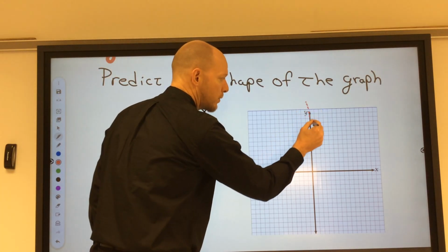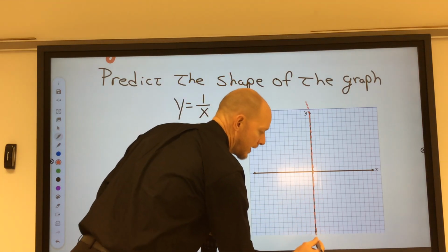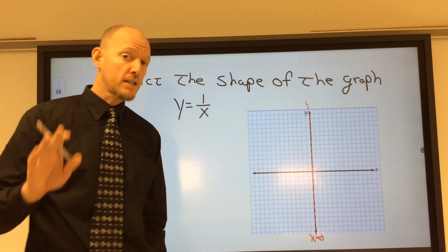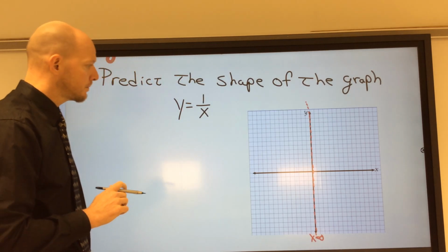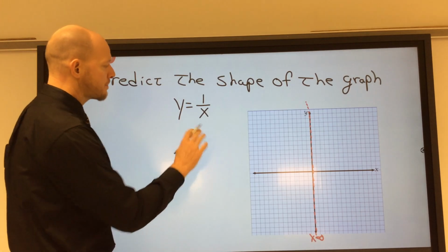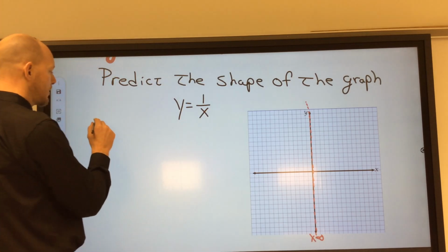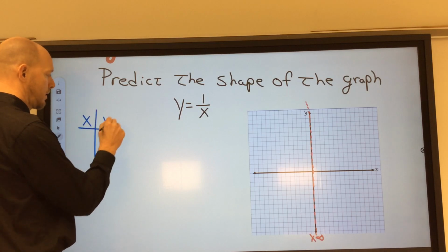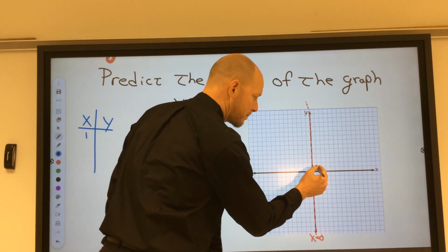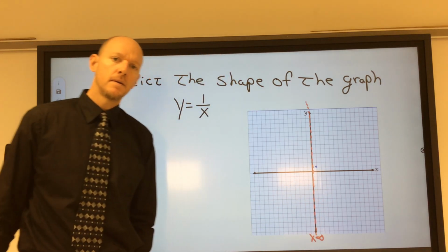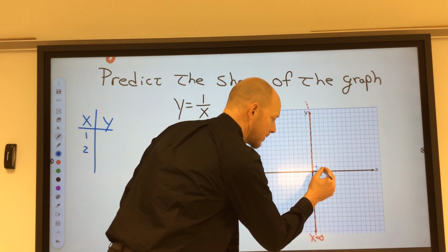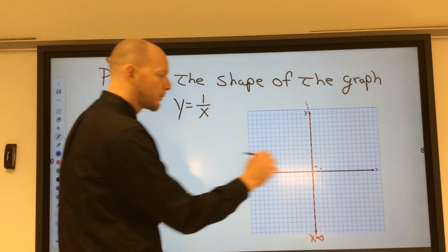So what I'm going to envision is my vertical asymptote at x equals 0. I can put any other x value in there, but I can't put a 0. So let's think about some of those other x values. Let's make it easy. Let's just say we substitute a value of 1 in for x. Well, if I substitute a 1 in for x, that's pretty easy. 1 produces 1. And then I could go down the ladder and I could pick a 2. Well, a 2 is going to give me a half. And then a 3 is going to give me a third.